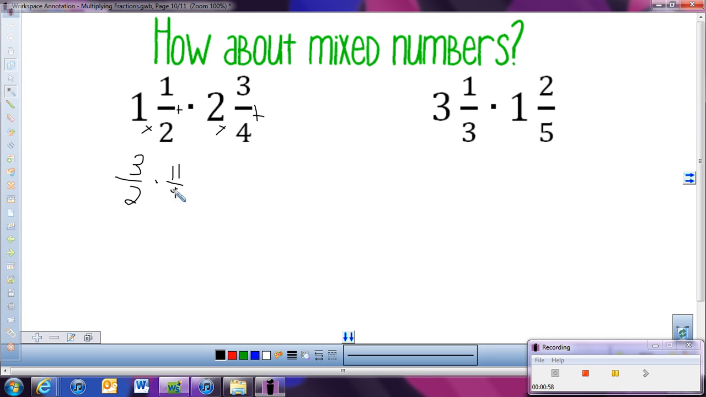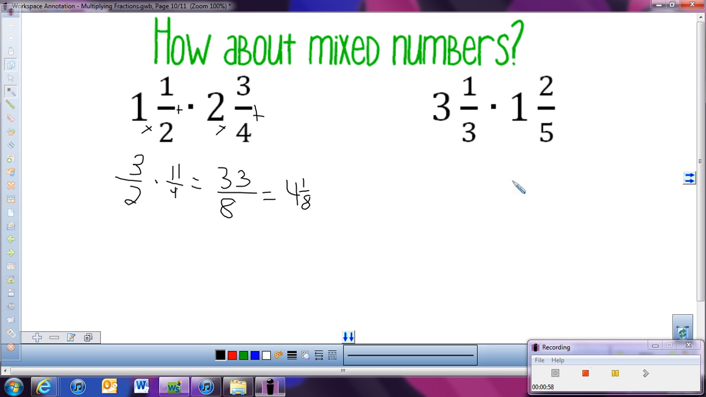Now we can simply multiply the top, multiply the bottom. 3 times 11 is 33. 2 times 4 is 8. And then we need to change that back into a mixed number. 8 goes into 33 4 times, and that would be 32. So we'll have 1 left over out of the 8 pieces.